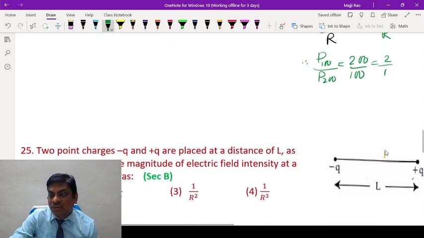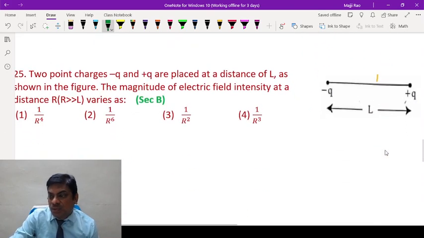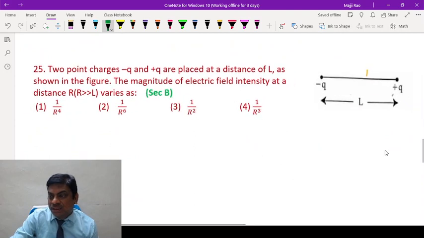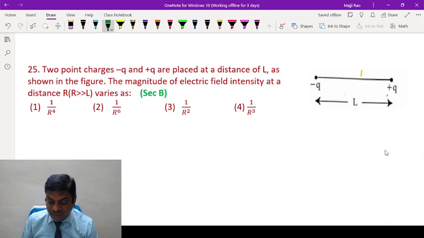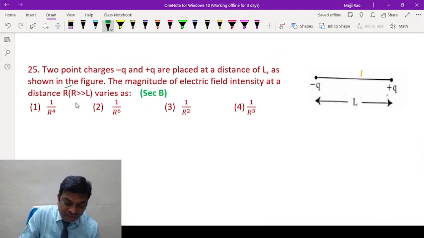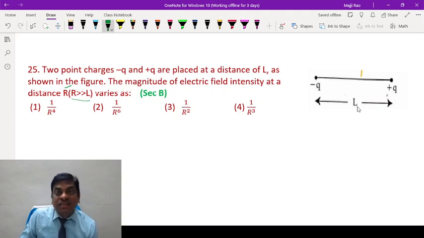Then moving on to the next question, you can see 2 point charges, minus q and plus q, are placed at a distance of L as shown in the figure. The magnitude of electric field strength intensity at a far off distance, you can see R is too large compared to L, where L is the length of the electric dipole. Remember students, this is an electric dipole.